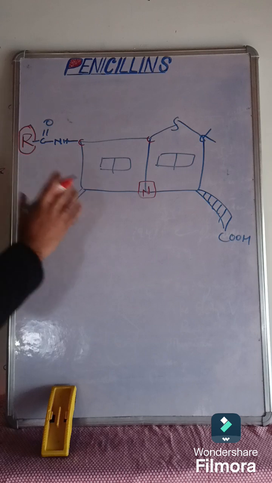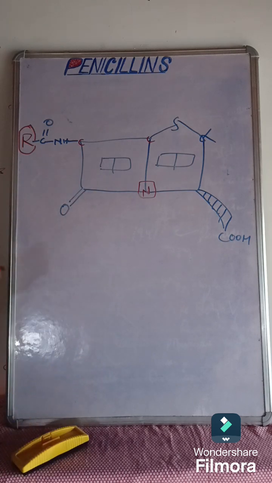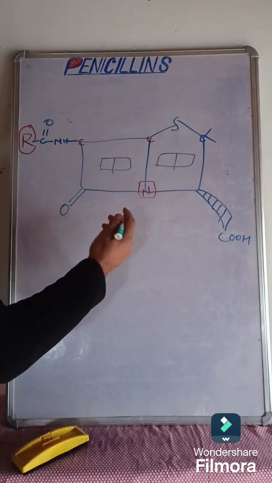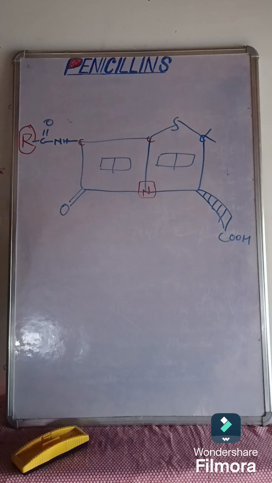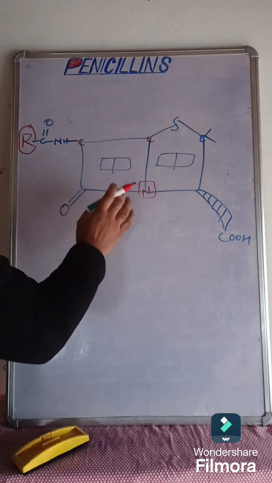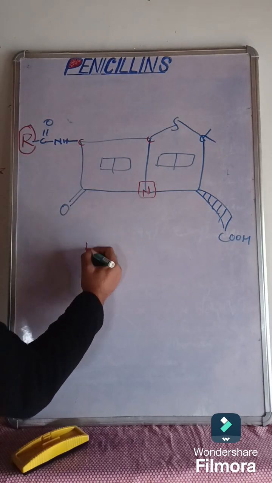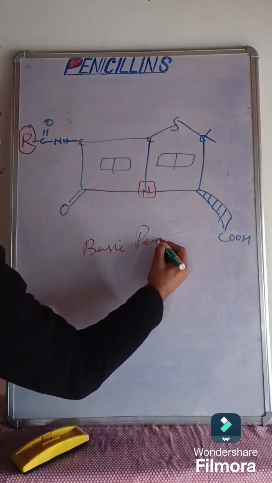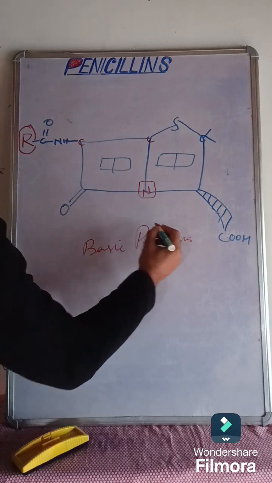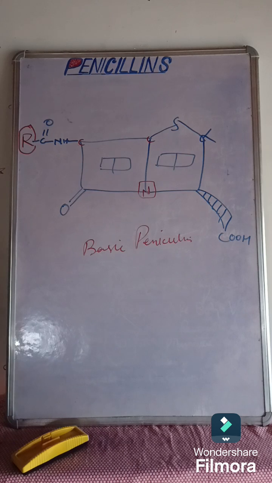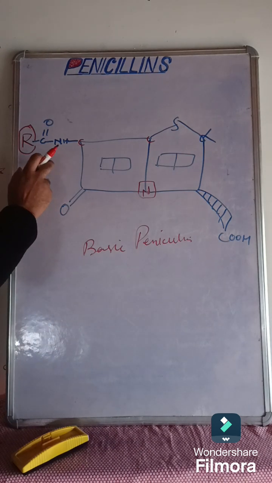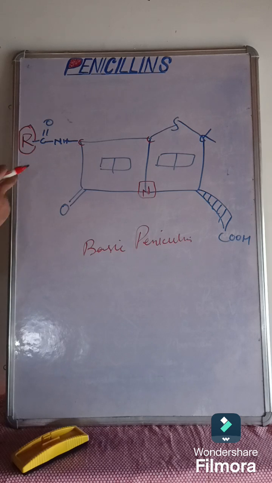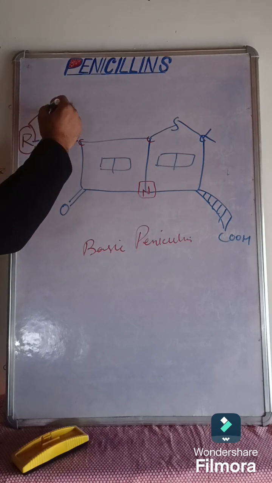I think this is a very simple structure you can remember, and by remembering this structure, you will be able to remember throughout your life the basic structure of penicillin. This is the basic penicillin structure. All other penicillins of all other groups are derivatives of this basic penicillin, and the derivatives come by changing this side chain, which I call the antenna.